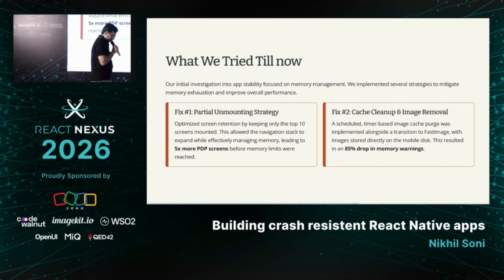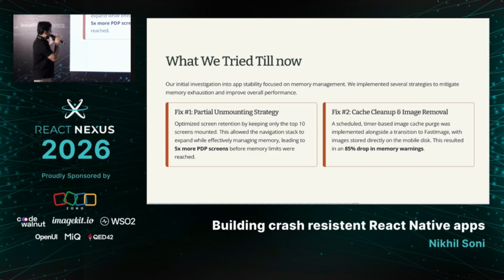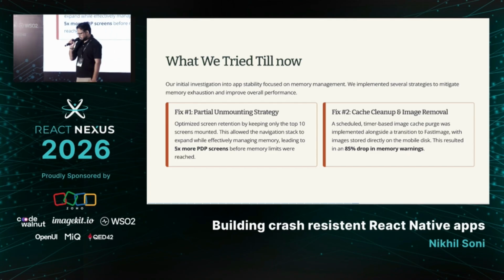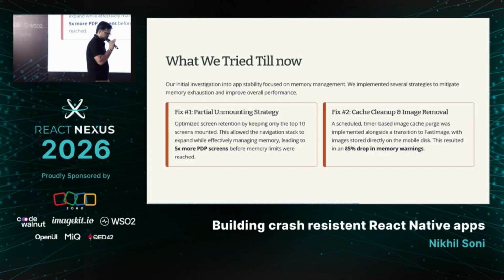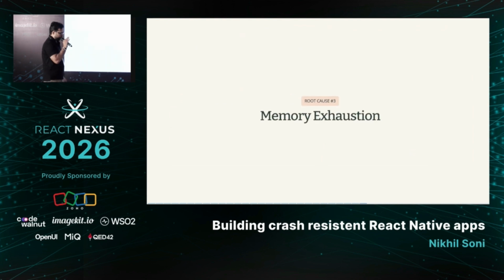So this is what we have discussed till now. The two most important things are the partial unmounting strategy and cleaning and removing of images. But these are still strategies to use memory in the most optimal way. We haven't found the root cause. We haven't found why the spike was there. Why is the app still using a lot of memory? What is the root cause? So we'll go to the root cause.